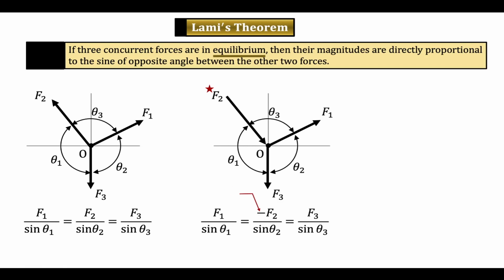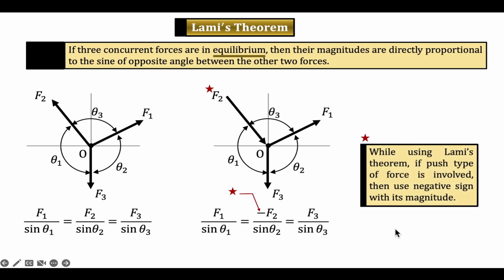So here, what is very important you should understand: if a push type of force is involved, you should use a negative sign with its magnitude. Remember, while using Lami's theorem, if a push type of force is involved, use a negative sign with its magnitude. Note this down as a point to remember. So Lami's theorem is only for three concurrent forces in equilibrium. If there are more than three forces in equilibrium, no worries. We use conditions of equilibrium, sigma Fx equal to 0, sigma Fy equal to 0.